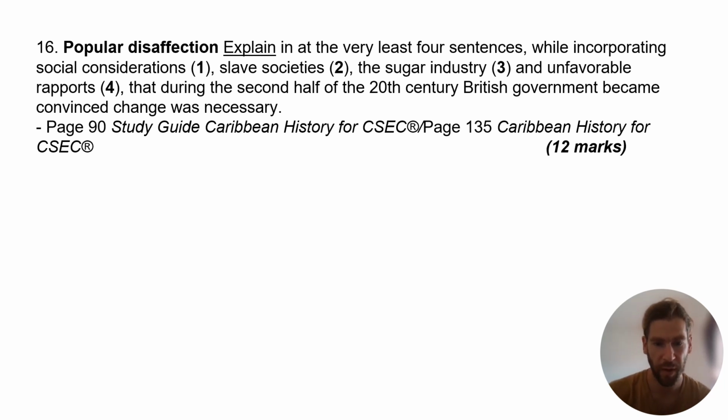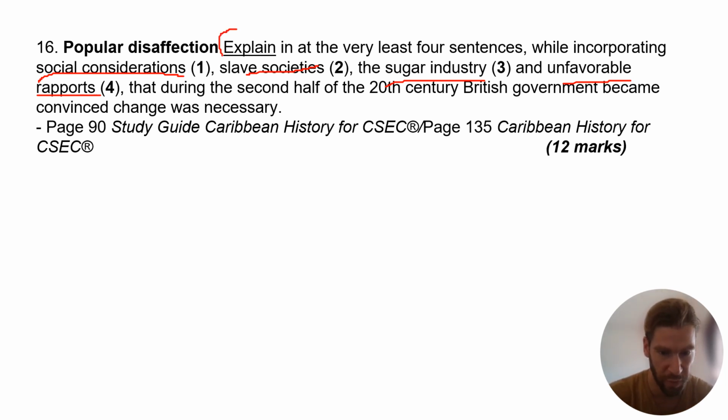Question 16, popular dissatisfaction. Explain in at least 4 sentences while incorporating popular considerations, slave societies, the sugar industry, and unfavorable reports that during the second half of the 20th century, British government became convinced change was necessary. So these 4 topics or keywords have to be incorporated in your answer.